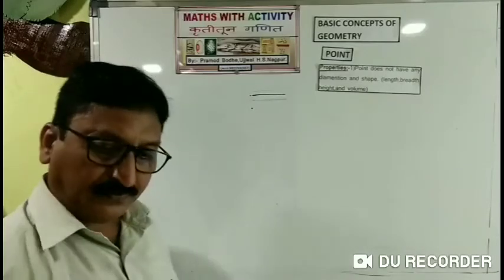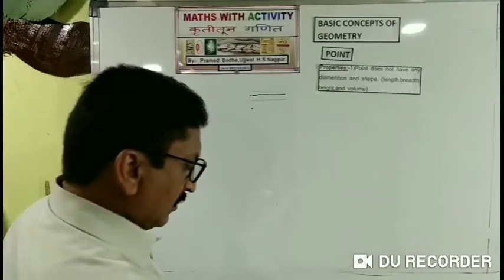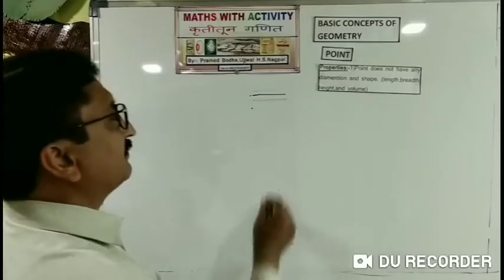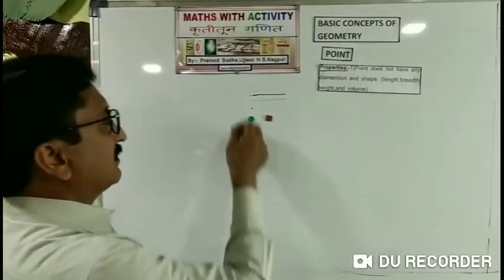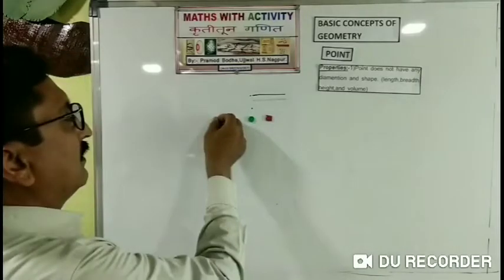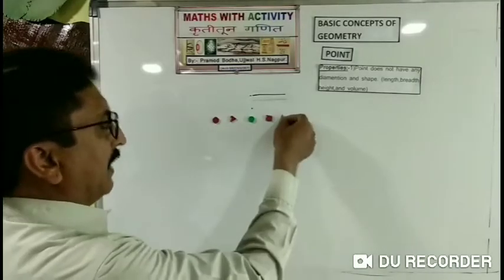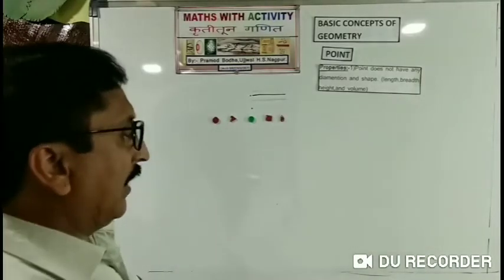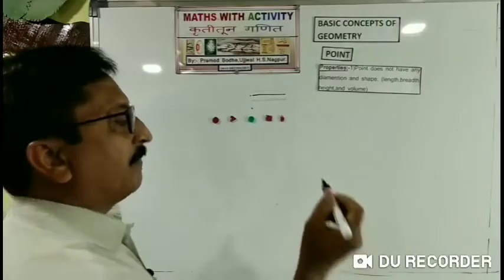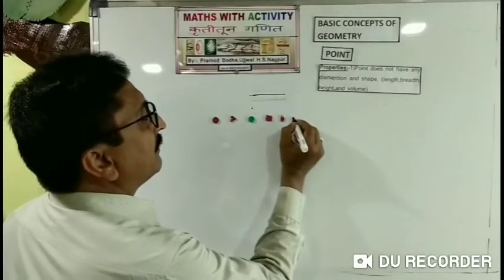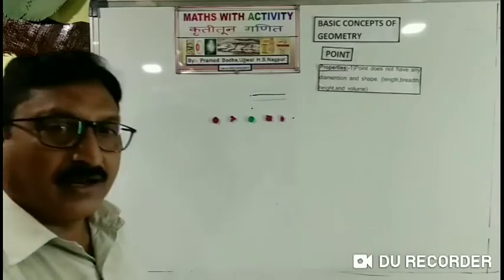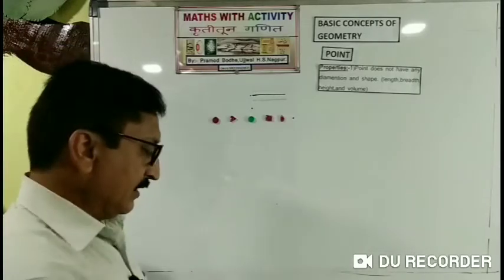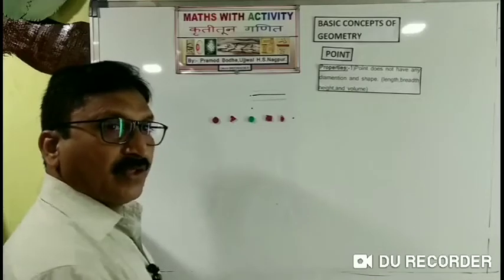Now suppose I take some points here. Say there are 5 points. I will take a tip of this pen also. Now how to read and write the names of these points? Therefore we have to name them.